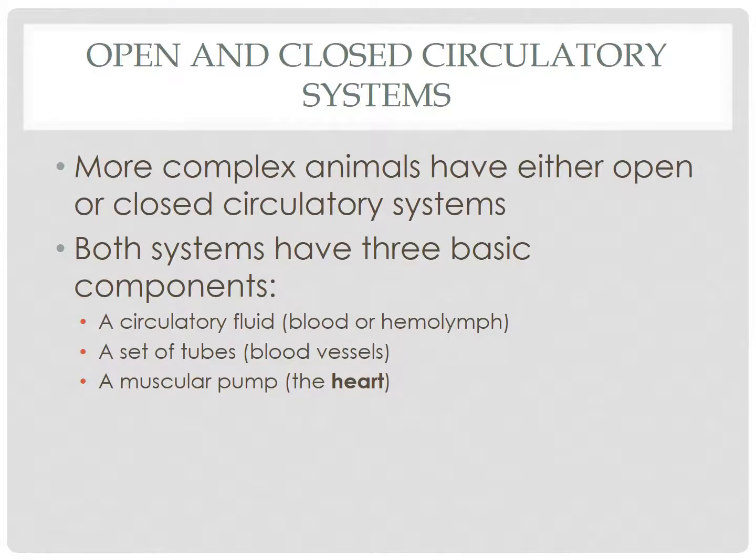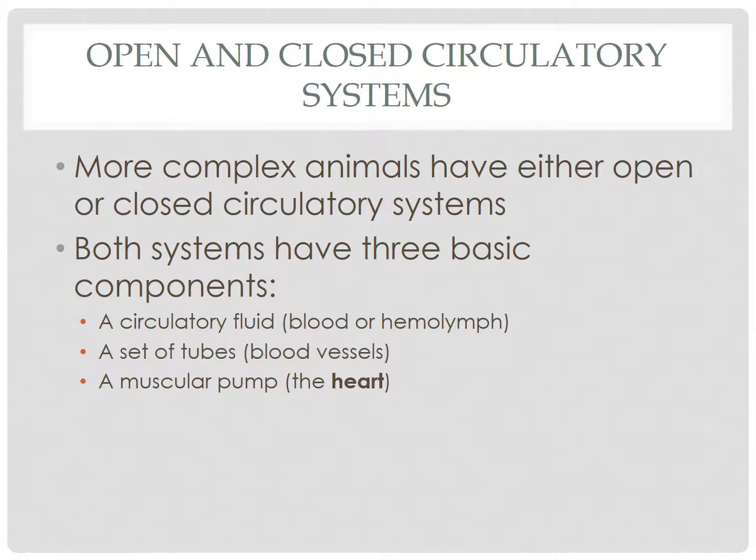So organisms that are a little bit more complex could have either an open or a closed circulatory system. Open means that the circulatory fluid leaves the vessels and is in the body cavities, while in the closed system the circulatory fluid remains within the blood vessels. And so there's three main components.